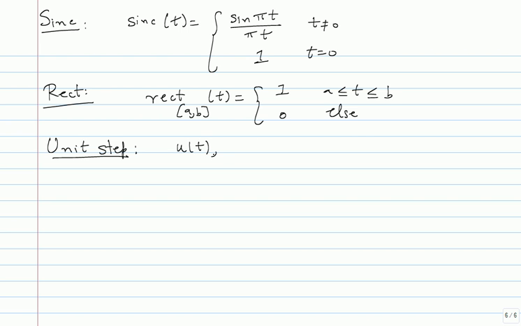Okay, u of t is defined as 1 for t greater than or equal to 0 and 0 else. Okay, so that's the definition for standard functions. Sinc might be slightly different from what you're used to. Maybe some of you have seen sin t by t. It's not a big difference, same thing. But some of the transform properties will change. If you're used to the sin t by t, you might want to read up a little bit and make sure you know the sin pi t by pi t change as well.